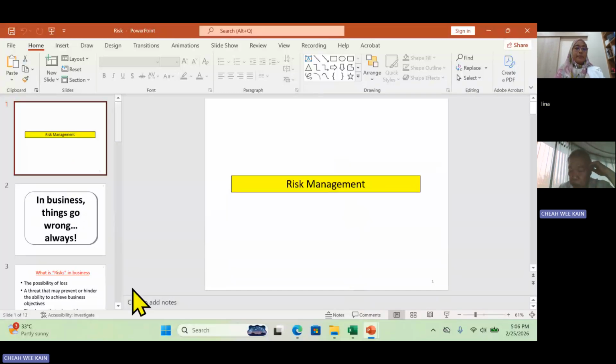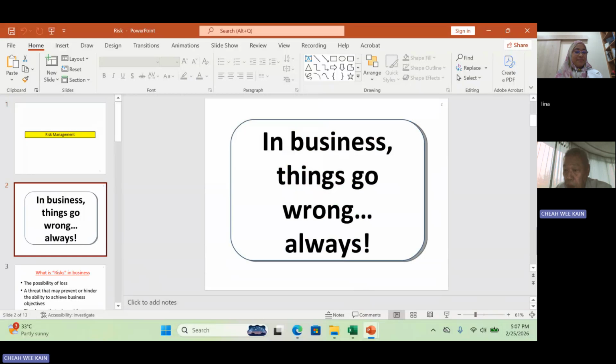I want to talk about risk management. It's something that's not normally covered. Even in many syllabuses, it's not covered. But we need to do it in actual business. In business, things go wrong always.